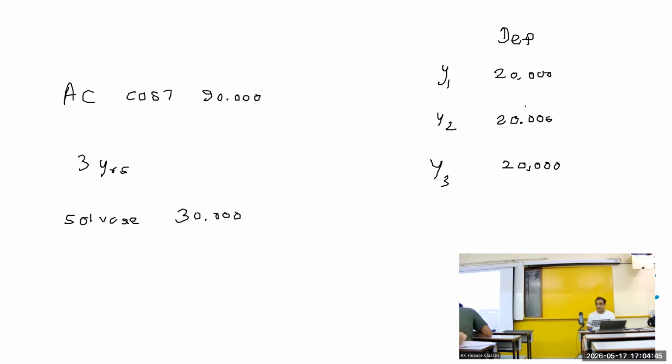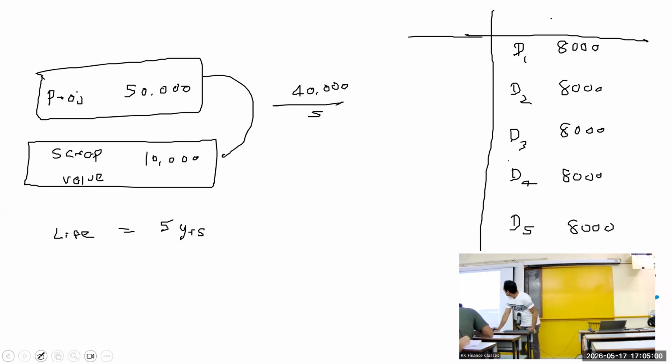Okay. This method where we have equal depreciation every year is called the SLM method, full form straight line method. Okay, straight line method of depreciation. The previous example also is called the straight line method of depreciation.